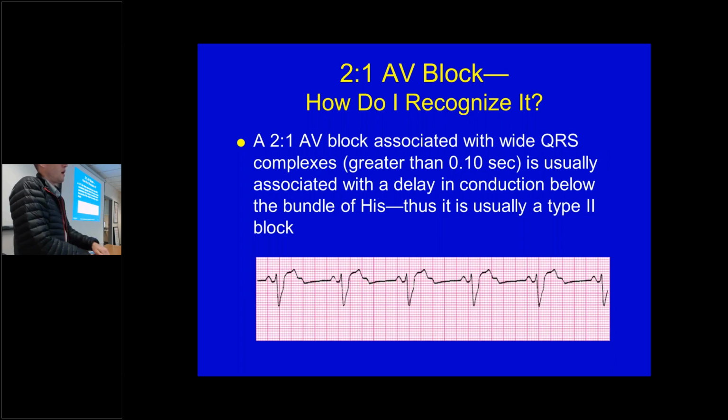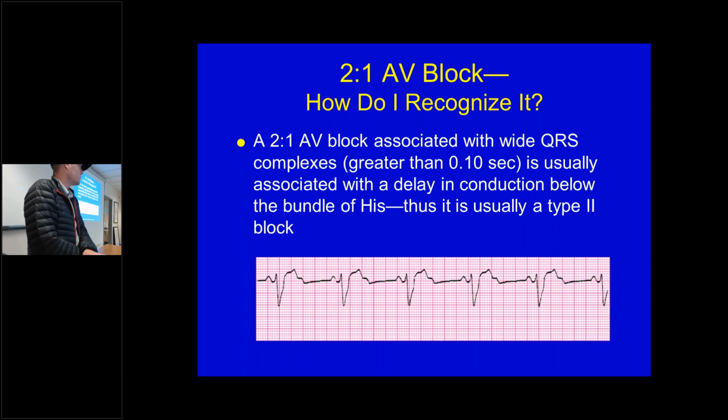So here's an example of a 2-to-1 type 2. Why is it a type 2? Why? The QRS. Do you guys see the P wave buried in the T? I can assume that's a P wave, and these things are just marching along, the same every time. What else is going on there?